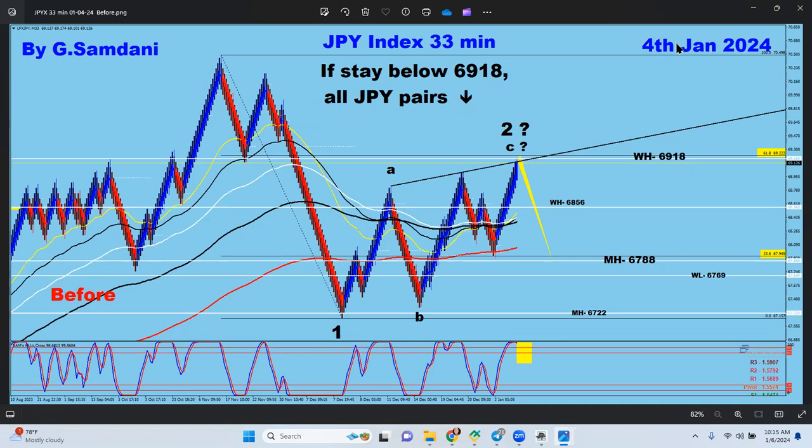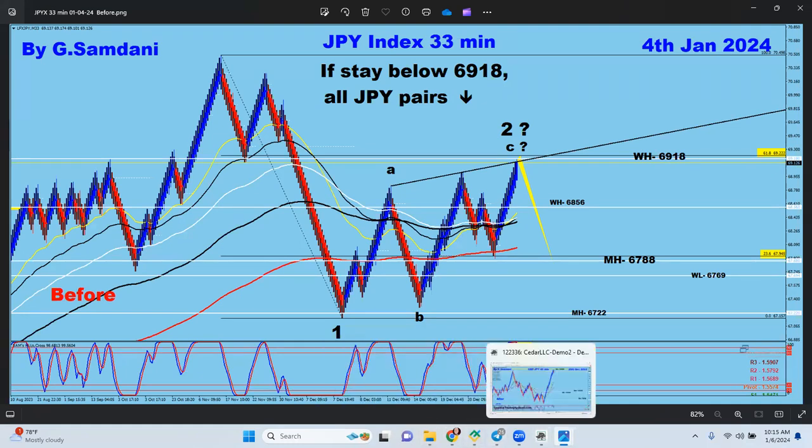So this is on the 4th, right? This is how this index chart went. It went up, but it's still there, and now it's dropping, and I think it'll be closing on 69.8. Okay, 69.8. So we are below 69.18. So it started to drop, and all yen pairs started to drop as well.